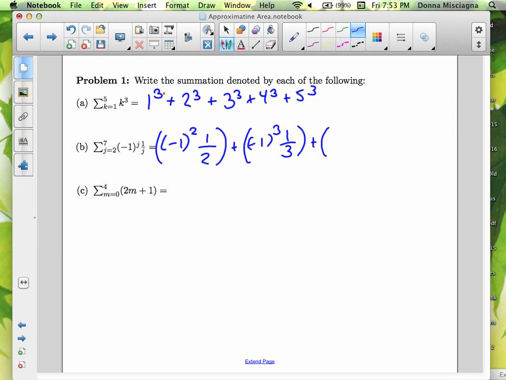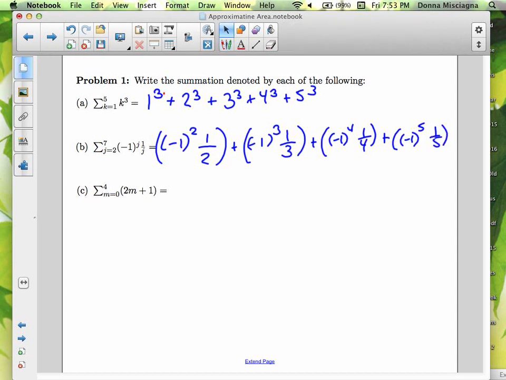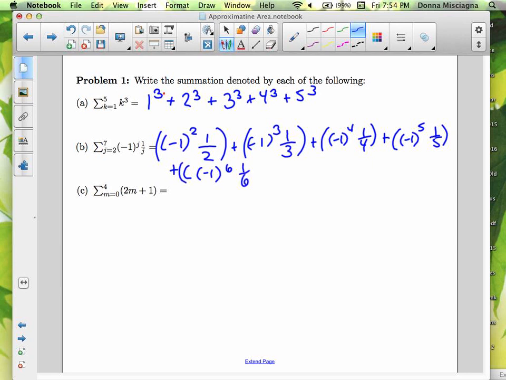plus (-1) to the fourth, 1 over 4, plus (-1) to the fifth, 1 over 5, and I wish there were only 5 terms because I'm out of space here. So I'm just going to make these parentheses a little smaller so I can squeeze in the last values underneath here. And then plus, we just keep on going, (-1) to the 6th, 1 over 6. And finally, (-1) to the 7th, 1 over 7.